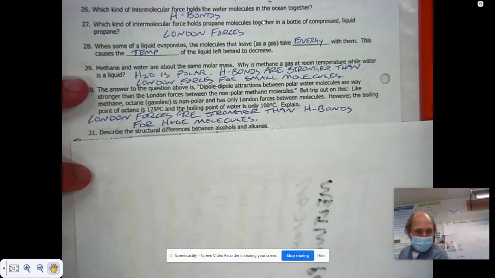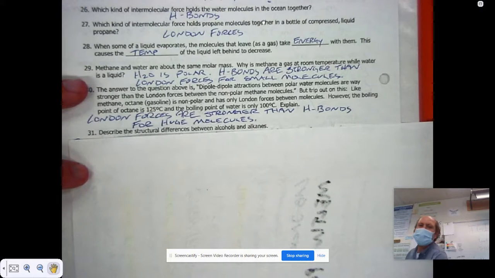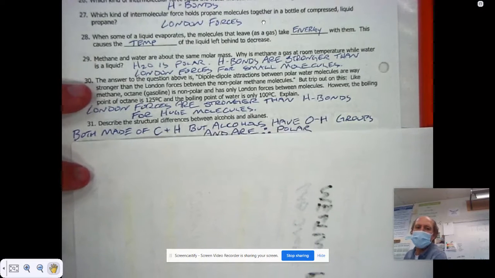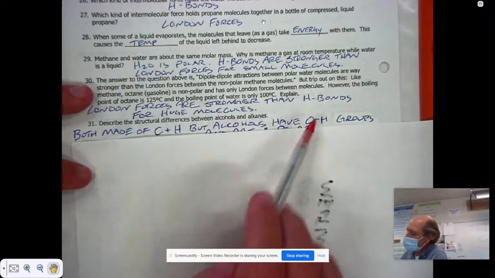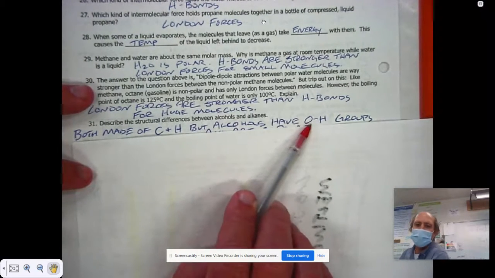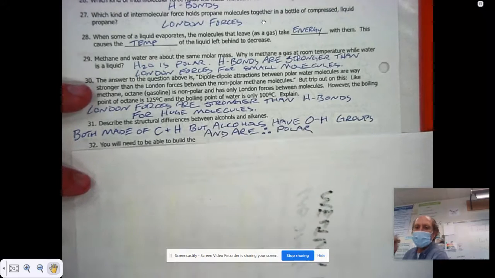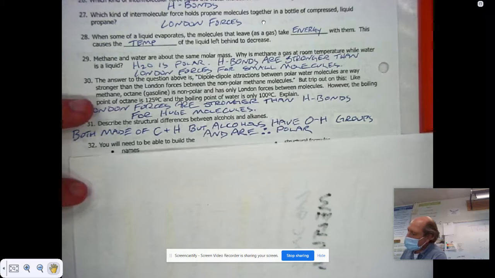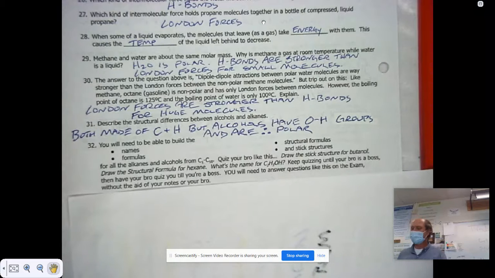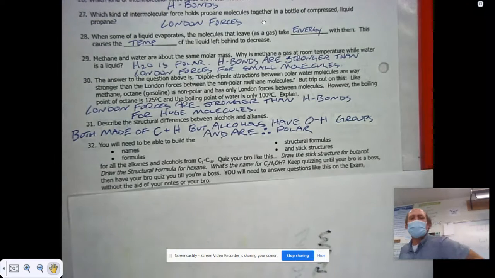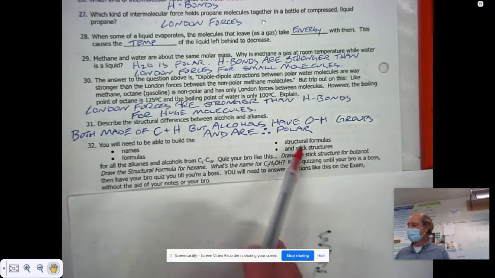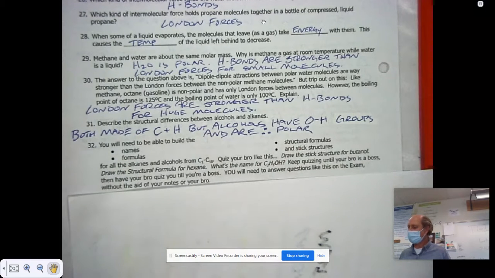Describe the structural differences between alcohols and alkanes. They're both made of carbon and hydrogen, but alcohols have a hydroxyl group, an OH group. So therefore they're polar. For this, you're going to need to be able to do all the alkanes and all of the alcohols. You're going to need to know all the names, all the formulas, all the structural formulas, and all the stick structures. So you guys are going to want to quiz each other a bunch.